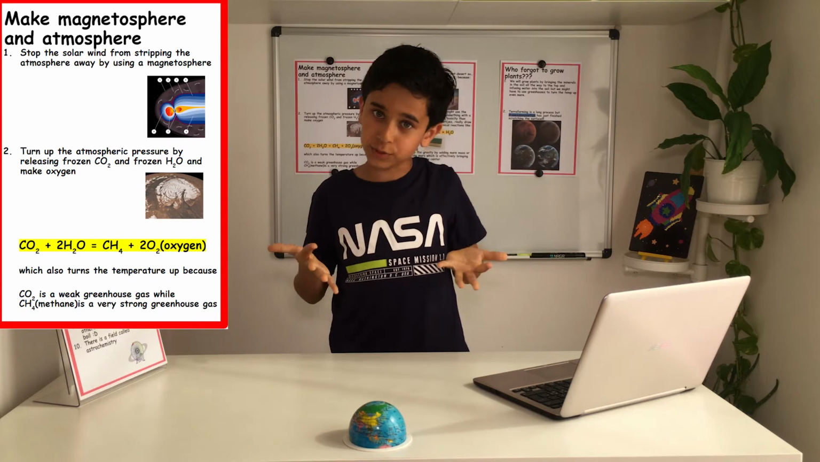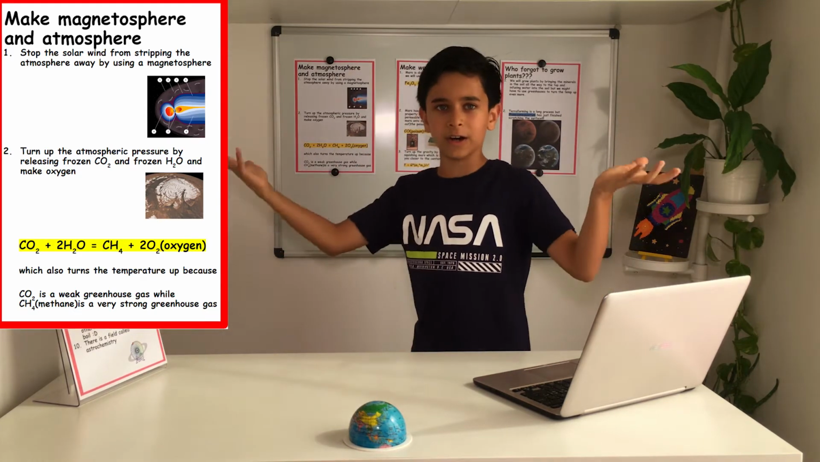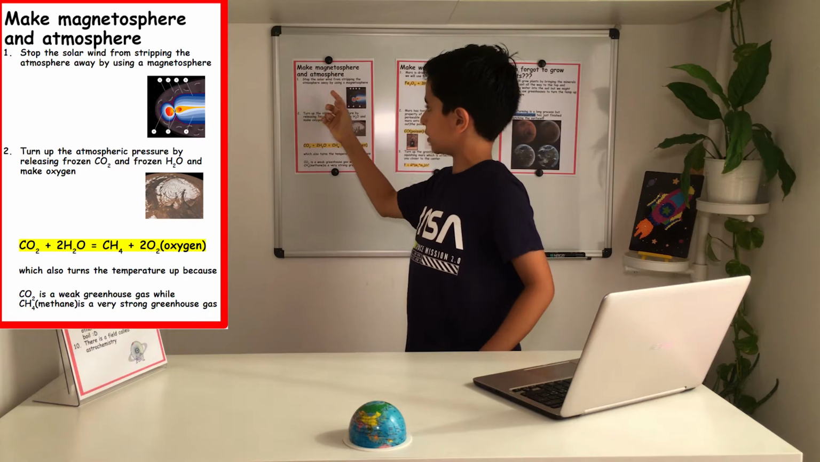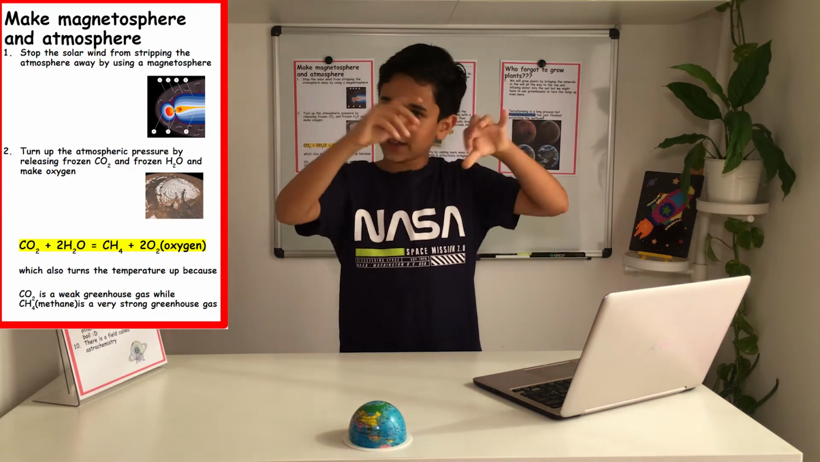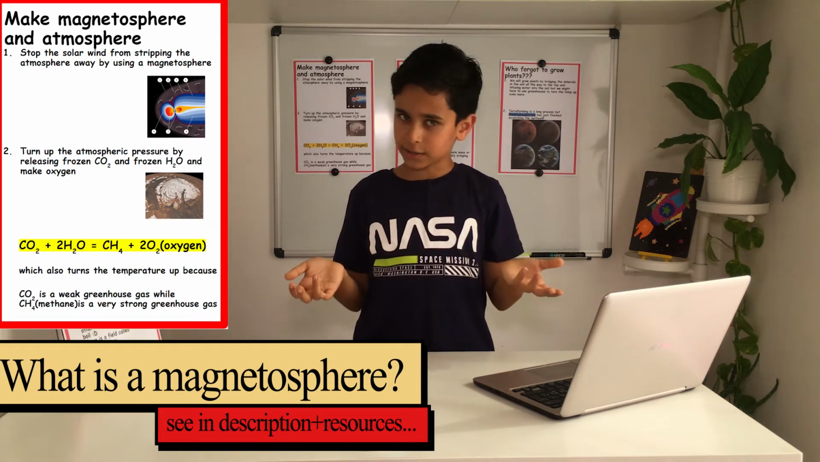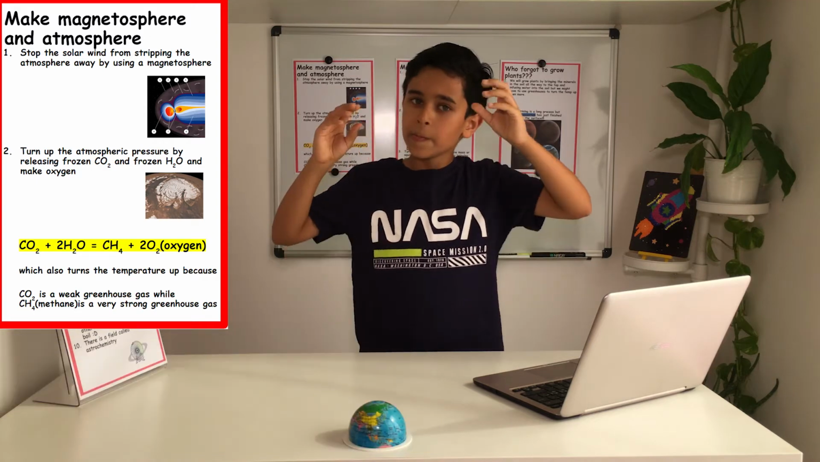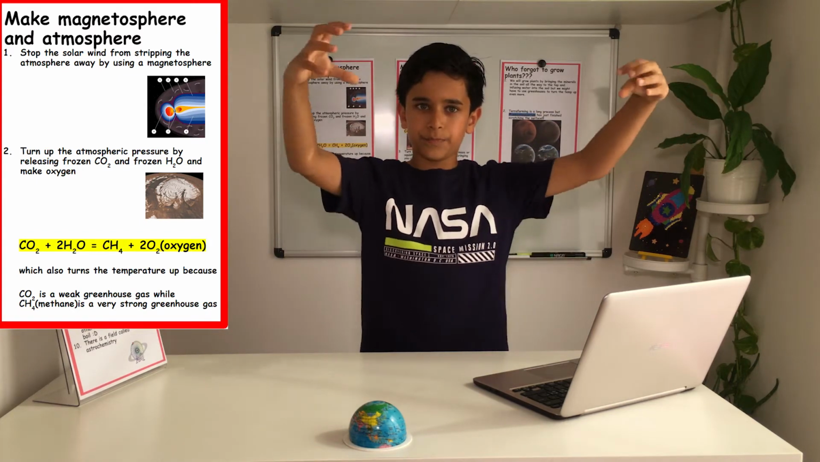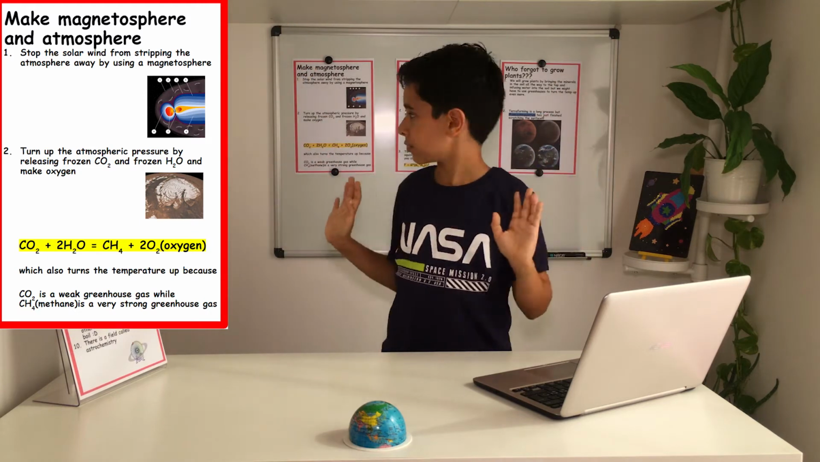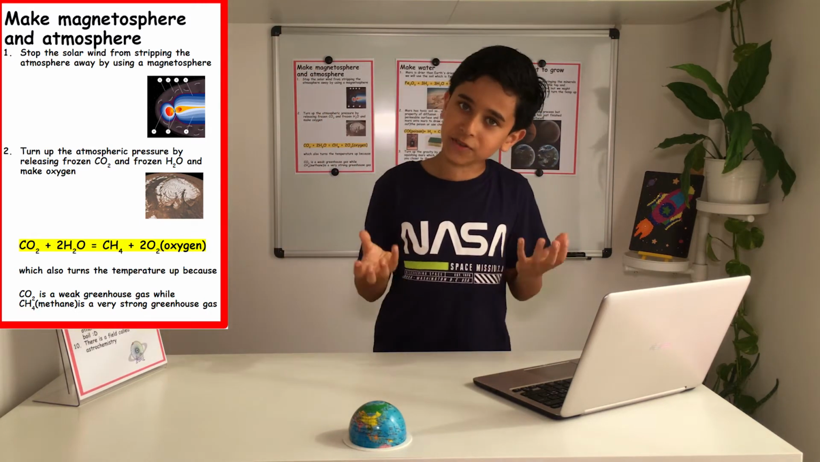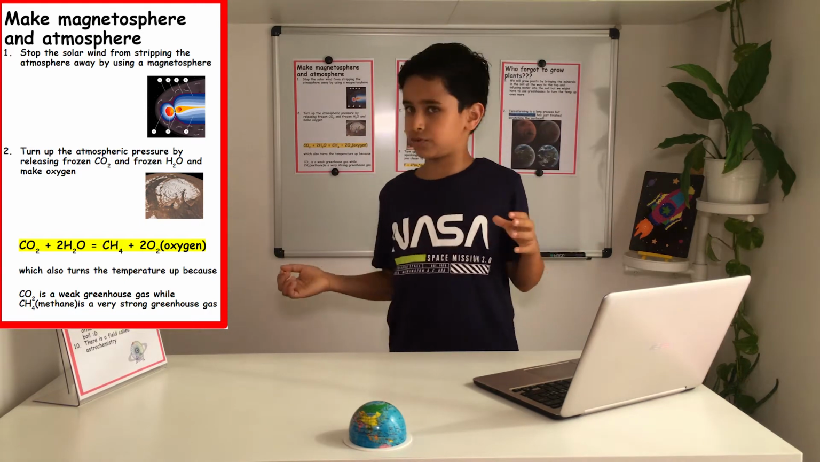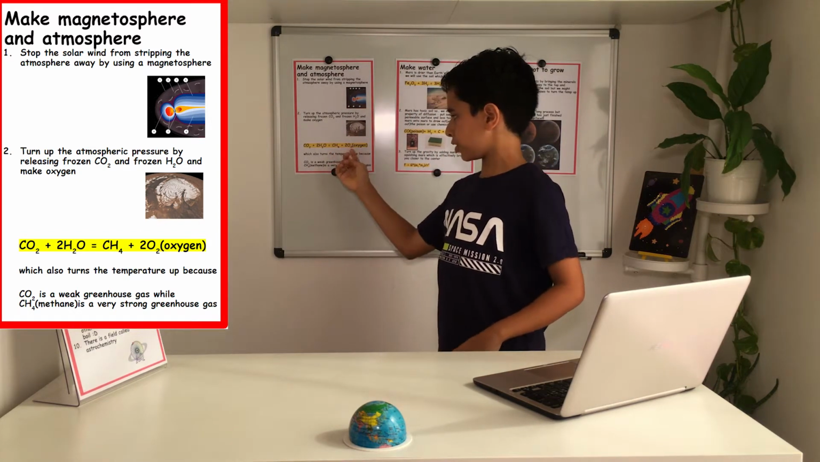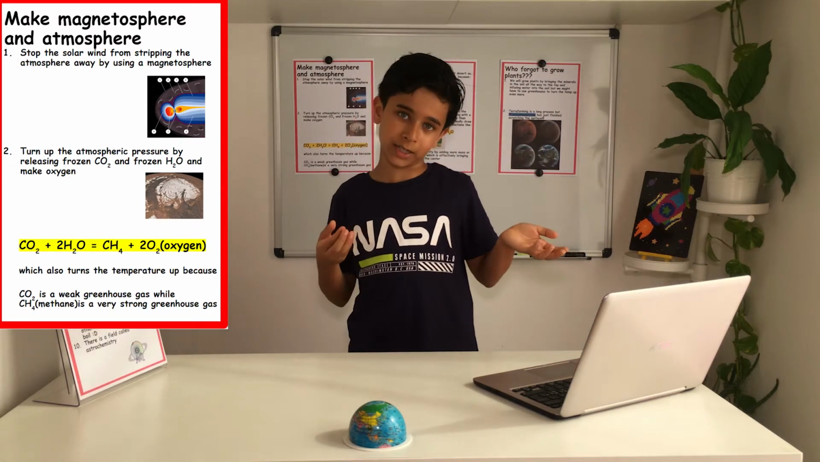So, how do you think we would terraform an example, which in this case is Mars? For Mars, first we need to make the magnetosphere and atmosphere. We stop the solar wind from taking away Mars's atmosphere by building a magnetosphere. I'm going to explain more about that later. But basically, the magnetosphere takes the particles of the solar wind, which take away the atmosphere, and makes a shield for those. And we also have to make the atmosphere a lot thicker by releasing frozen carbon dioxide and frozen water. And we can use an equation which also makes it warmer.